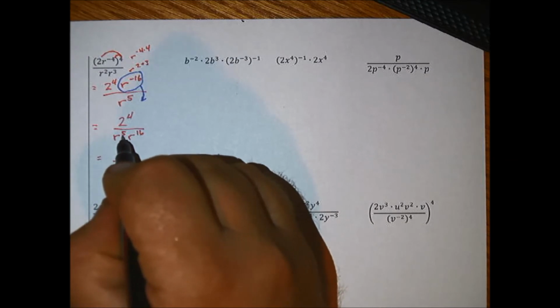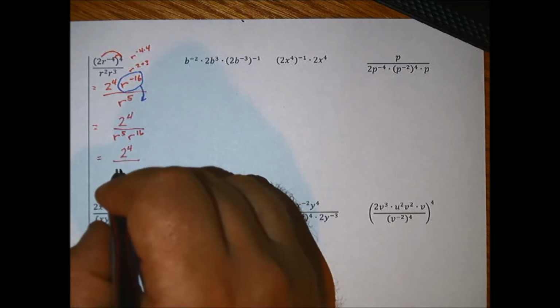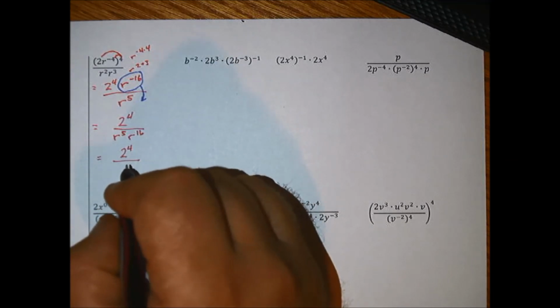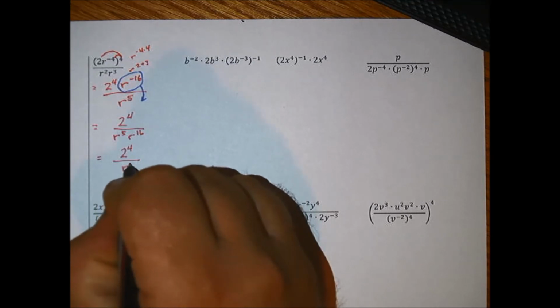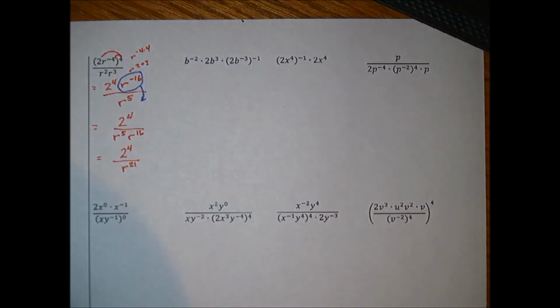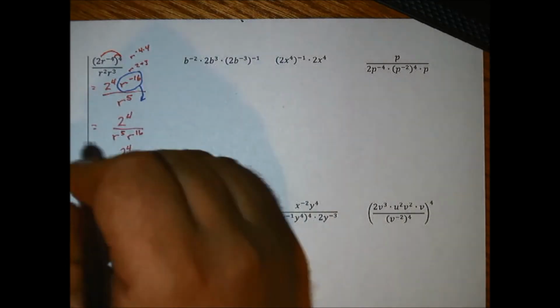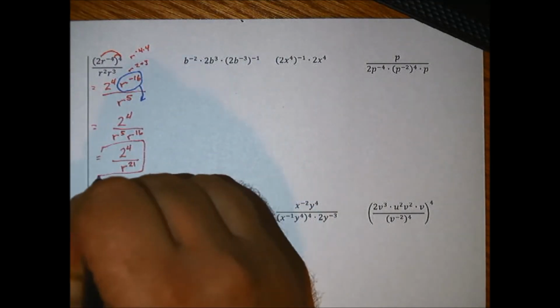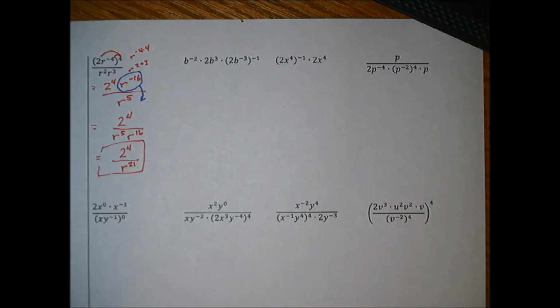So here we're going to have r to the 5th times r to the 16th. We add those exponents and get r to the 21st. That's my final answer there. I can put a box around it and call it good. So let's look at the next one.